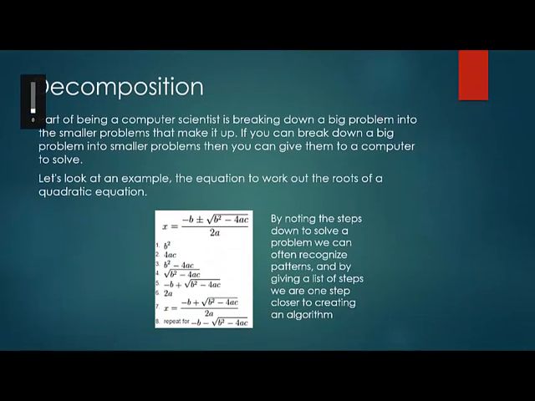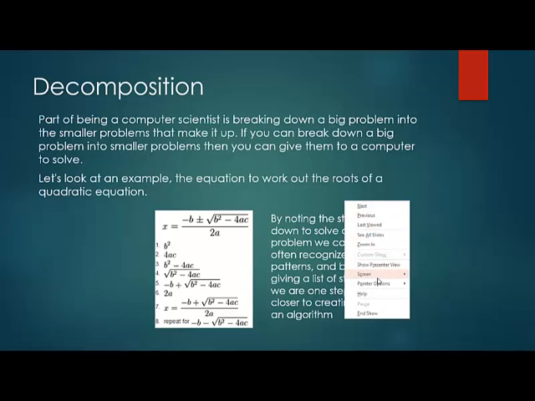Firstly, decomposition. Part of being a computer scientist is to break down big problems into smaller ones so it's easier to understand and then it can be converted into code or algorithms. So let's take the quadratic equation as an example, right? If I could just get my pen out.